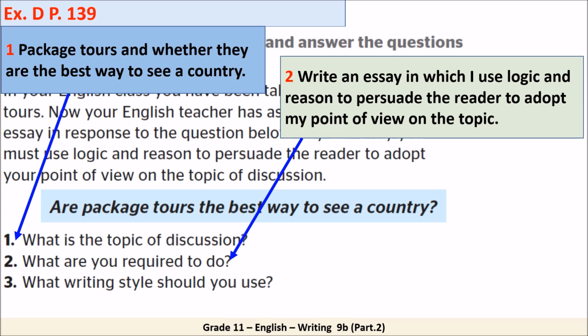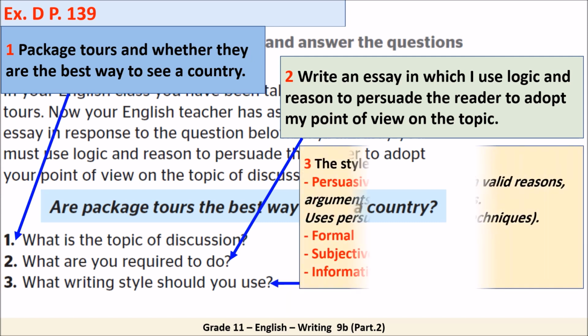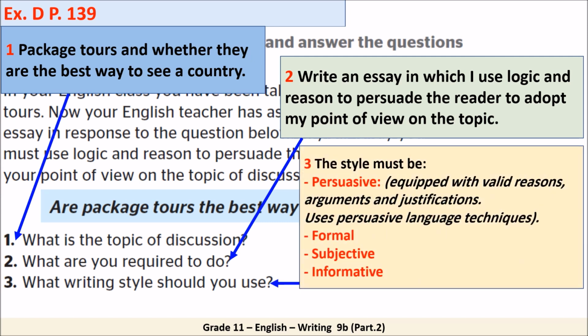Finally, what writing style should you use? In this essay, you should use a persuasive style. You should use valid reasons, arguments, and justifications. You should also use persuasive language techniques that we saw in the first part of writing 9B.